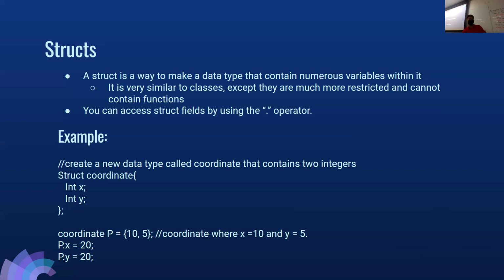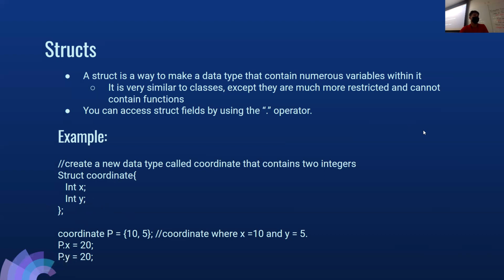You can just make your own data type. And it doesn't have to be all integers. Instead of an integer here, you can have a character, or you can have a float, right? You can have any type of data type here. You can even have a data type you created yourself inside another struct.